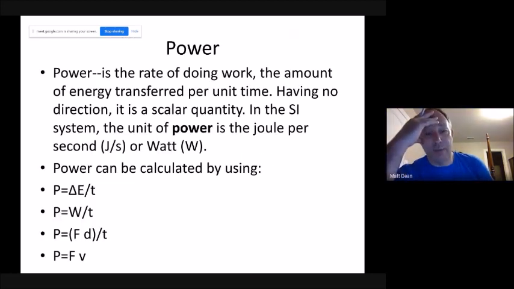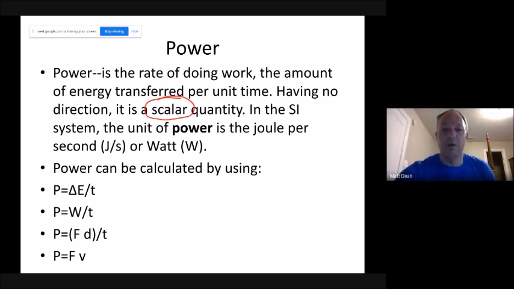All right, so another important idea that we'll talk just briefly about in this unit is power. Power is the rate of doing work, or how fast work is done. You can also think about it as the amount of energy that's transferred from one place to another per unit of time. It doesn't have a direction, so power is a scalar. In the SI system, or the metric system, the unit of power is a joule per second, and we call that unit the watt.